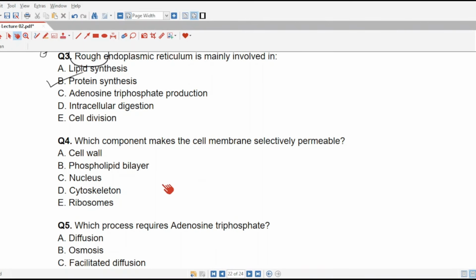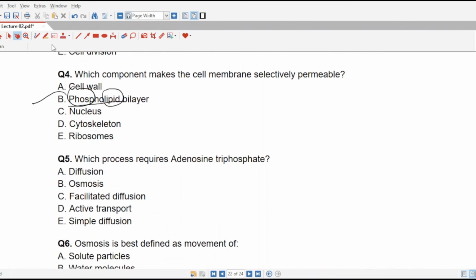Which component makes the cell membrane selectively permeable? Obviously phospholipid bilayer, because the phosphate head is hydrophilic and the lipid tail is hydrophobic, and this allows selective permeability of the cell membrane, and it also protects the cell from harmful components. Question 5.